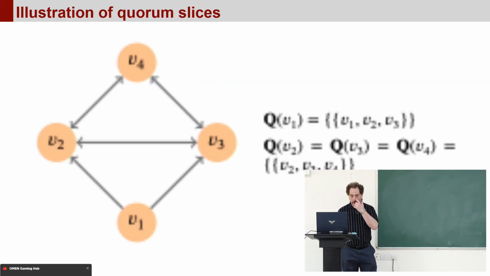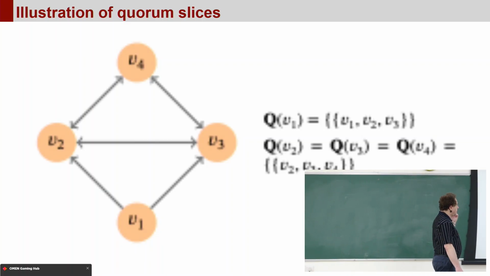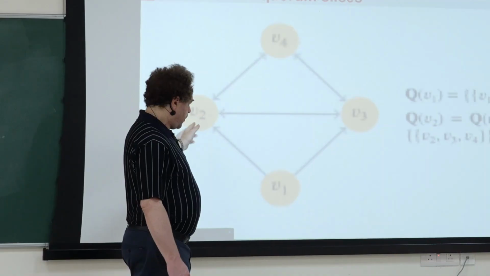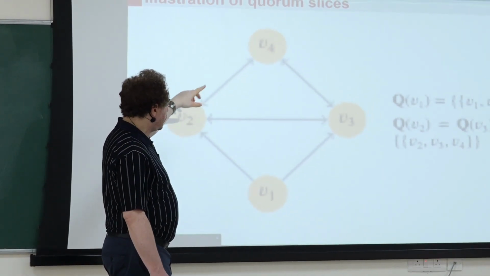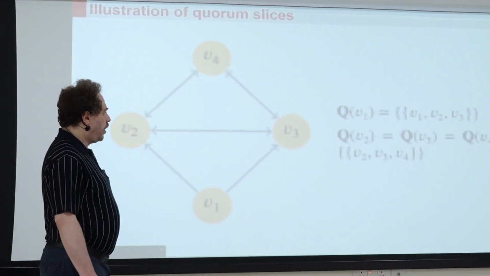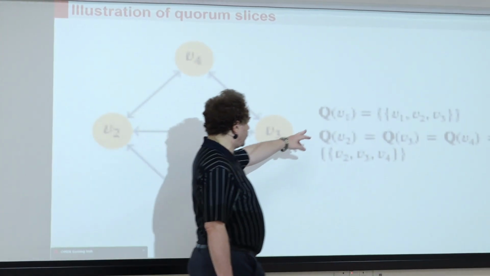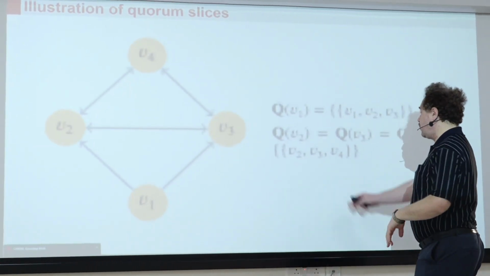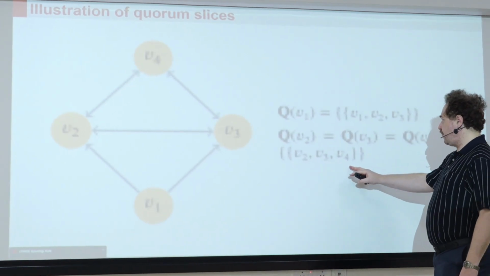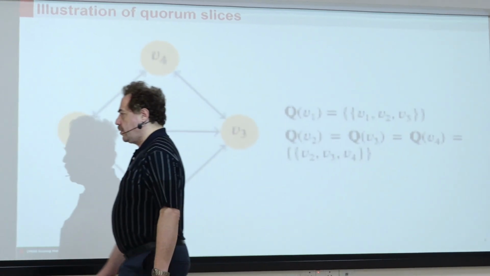Here is an example. In this example, we have 4 nodes. Sorry, I don't know why it came out a bit blurred, but I hope it's visible. There are 4 nodes, V1 to V4. The slices are as follows. The slice for V1 is V1, V2, V3, and the slice for V2, the slice for V3, and the slice for V4 is V2, V3, V4. In this case, the quorum would need to include all 4 nodes.